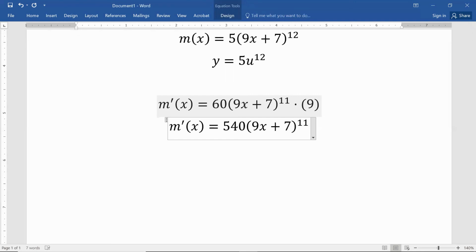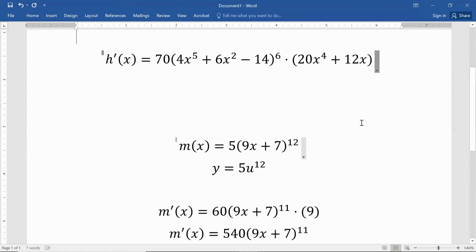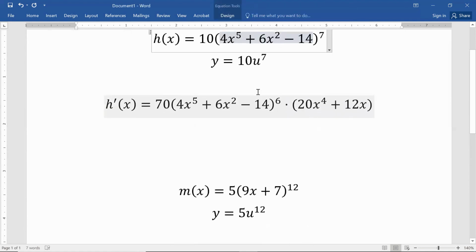So that is how we take derivatives using the chain rule in these instances. You'll notice that in these instances, these were both chain rules that had an embedded part inside the power rule. But the chain rule works for more general functions as well. We'll look at that in the next videos.